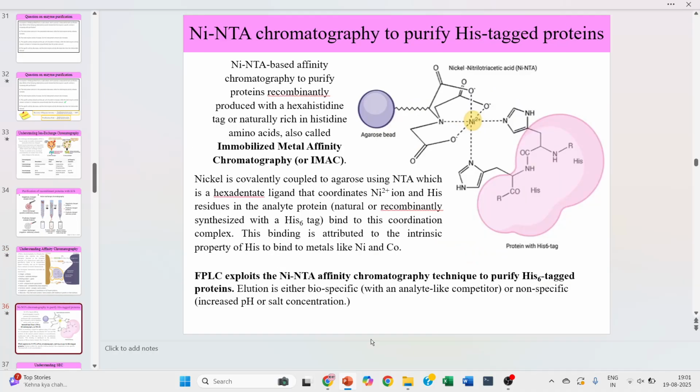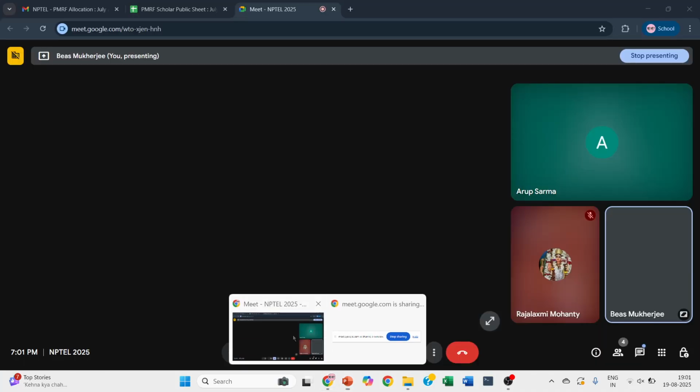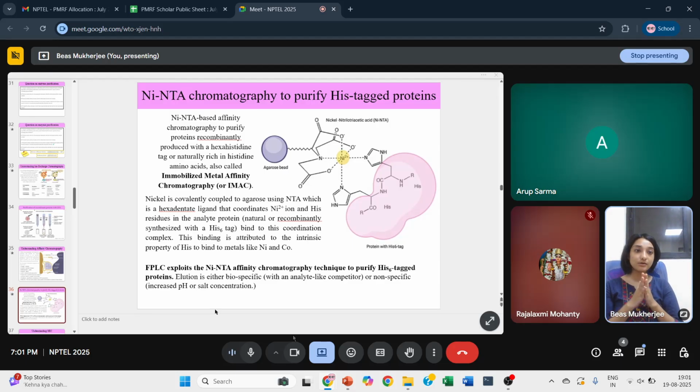Okay, so the most commonly used purification tag is the histidine tag. In this, histidine has a property of binding to nickel. Now how will you make sure that there is nickel in the column? There, to the agarose bead a particular chemical entity is attached. This entity is called NTA, which is nitrilo-triacetic acid.